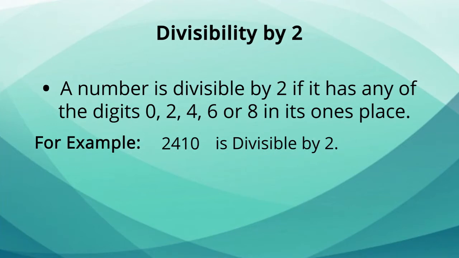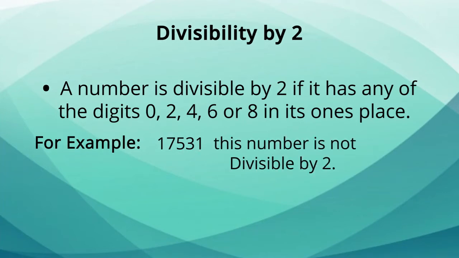Now let us take one more example. The number 1358 has 8 at its ones place. So we can say that the number is divisible by 2. Let us take one more example. The number is 17531. So we can see that the number at the ones place is 1. Hence, this number is not divisible by 2.